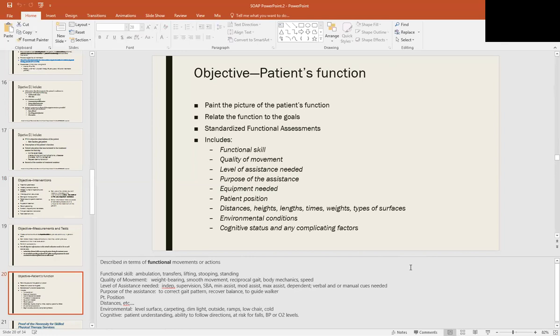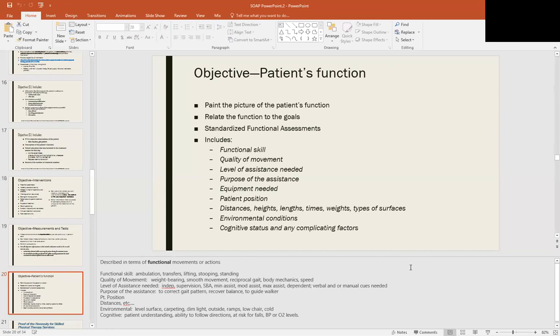That type of thing. Patient position is pretty straightforward. The distances, heights, lengths, times, weights, types of surfaces. One example of height is getting up and down from a chair. A patient might be able to get up from a chair that's maybe 25 or 24 inches high, or a mat table that is that high, but they cannot get up from a chair height of 19 inches, which, if I'm remembering correctly, is what most surface heights are.